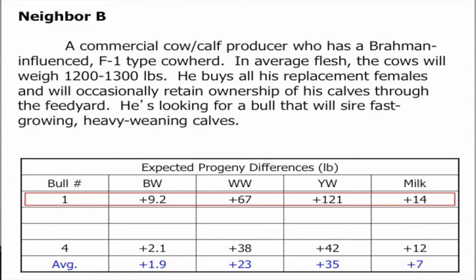And so as you look at that, we've got a couple of bulls there left. One of them's got a little lower birth weight, but weaning weight and yearling weight is probably on par with the breed average. But that first bull, you can see, has a weaning weight of plus 67 and yearling weight of plus 121. Now his birth weight EPD is a little high, but we're putting that bull on mature Brahman cross cows that are known for easy calving. So we're probably not as worried about that.